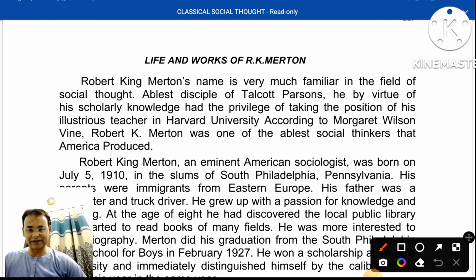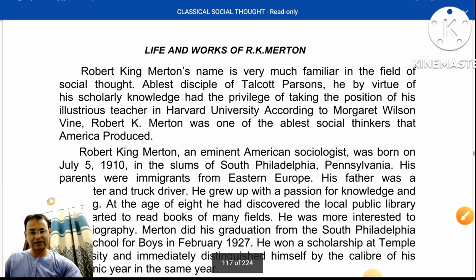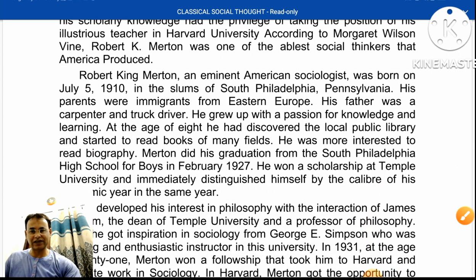He has also given the concepts of deviation, conformity, innovation, ritualism, rebellion, and he talked about the anomic disorder in society. R.K. Merton mainly focused on social structure. R.K. Merton studied social structure.